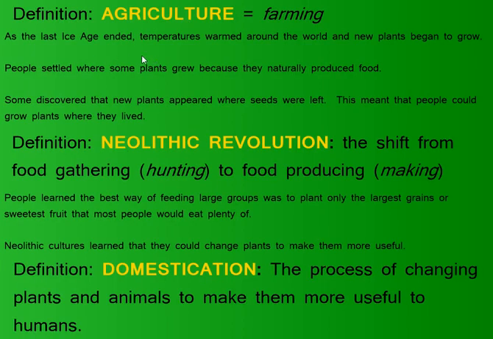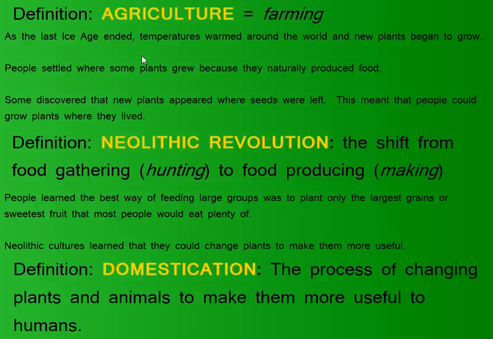Agriculture is farming. So as the last ice age ended, temperatures warmed up, newer types of plants started to grow, and people started to eat these plants and settled where they grew. Then they realized that when they spat out the seeds, new plants grew where those seeds were. So they realized they could grow plants wherever they wanted. This was the Neolithic Revolution, the shift from food gathering or hunting to food producing or making.